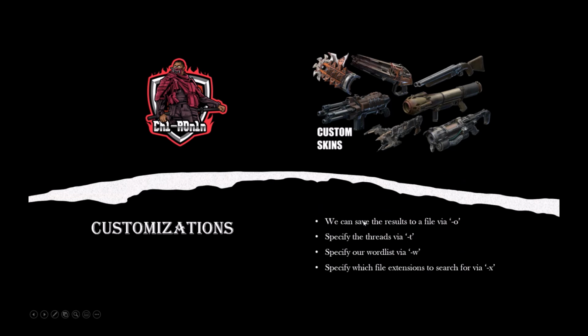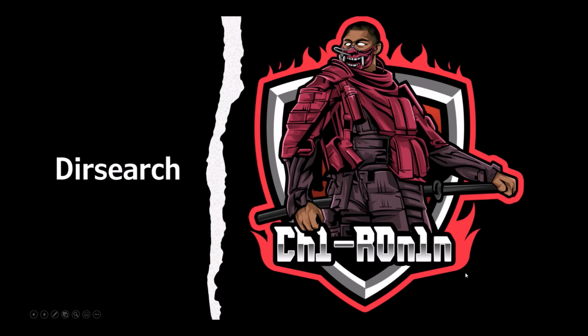All right, customizations with the switches that we have here for GoBuster. Now we have these 4 that we can use. We can save the results to a file via -o. These are all lowercase. We can specify the threads, as we've seen, with -t, specifying our word list with -w, as we've seen, and specifying which file extensions to search for with -x.